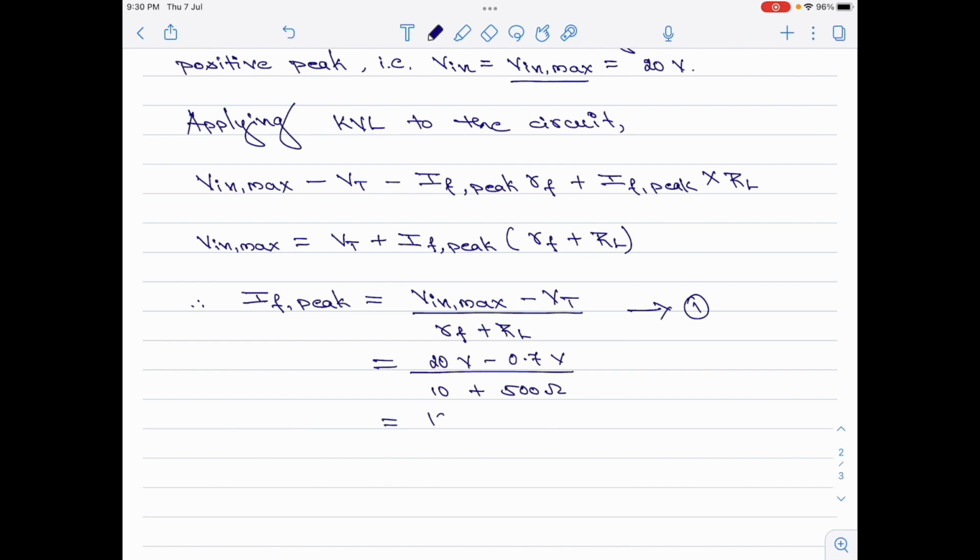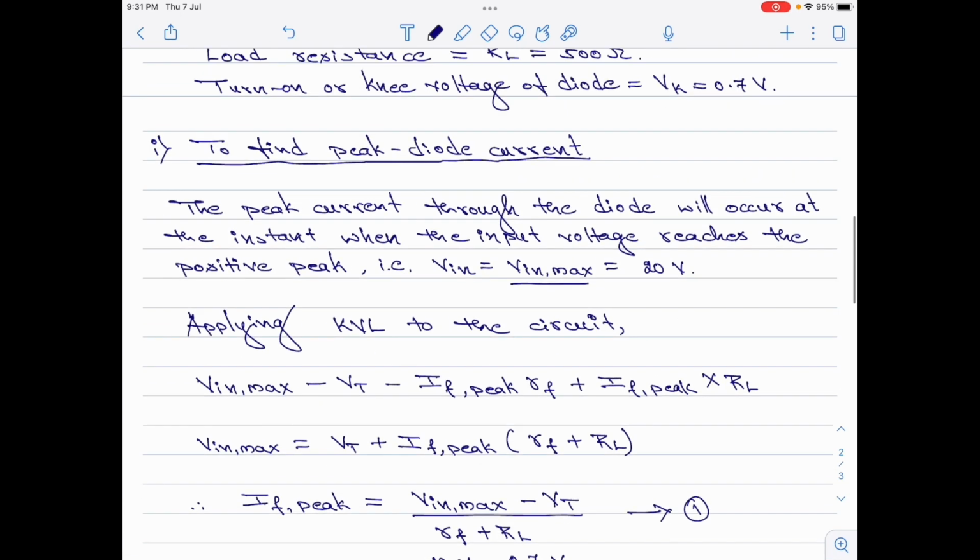Let us solve this. The numerator will reduce to 19.3 and the denominator will reduce to 510. Therefore, the peak value of the diode current is equal to 37.8 milliamperes. That is the solution for part 1 of the numerical. Let us now move on to the second part of the numerical, which is to find the peak output voltage. The solution for this is pretty simple.